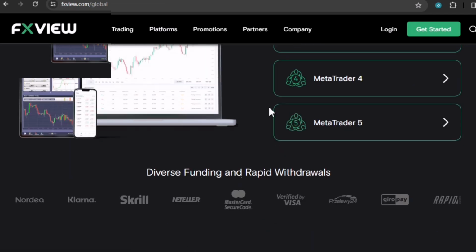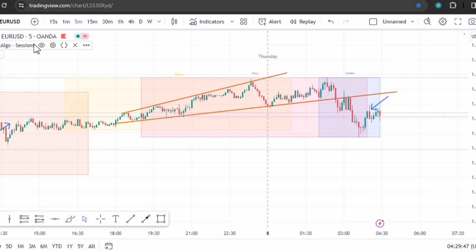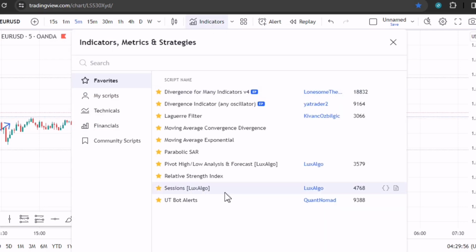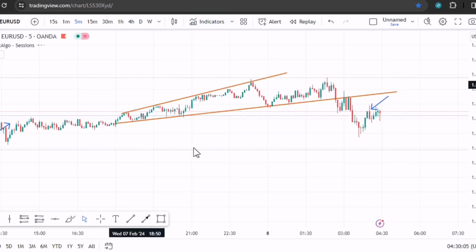Okay, let's go back to what I want to show you today. Let me start by setting up the only indicator we're going to need. I'm on TradingView. You can use any trading platform of your choice, okay? And you can use any sessions indicator. For me, I like to use this one, sessions by Lux Algo.